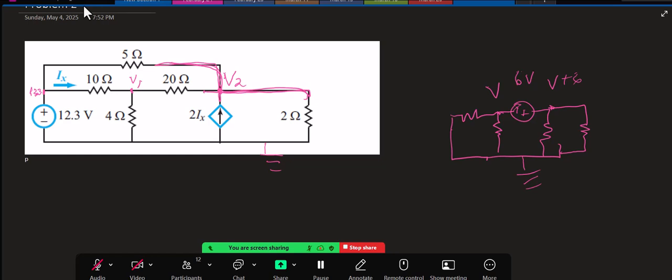And actually, if this were my circuit, I would probably do a supernode because I know this very fact. I could call this V1 and this V2, and I would know that V2 was 6 more than V1. And that would be one of my equations.